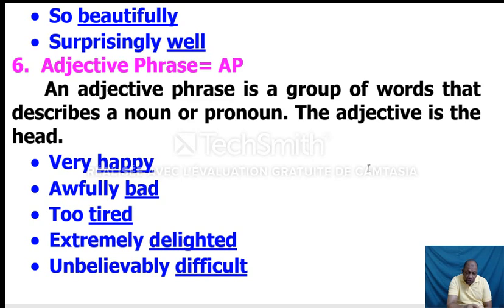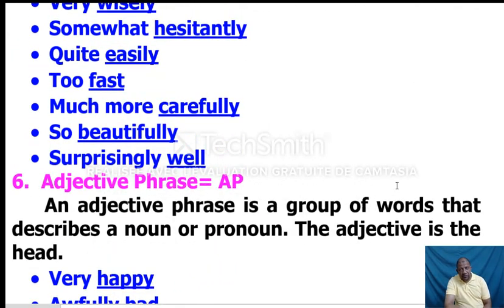and we are going to call them adverbs of degree. Very happy, awfully bad, too tired, extremely delighted, unbelievably difficult.